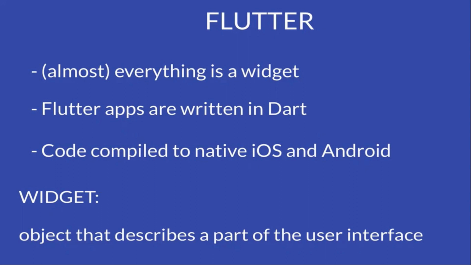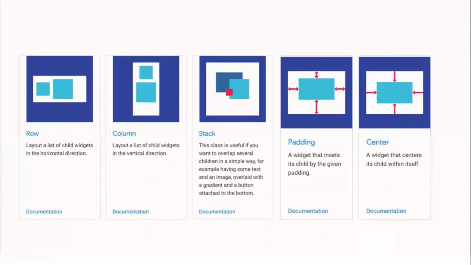Let's summarize what we have covered right now. Actually, almost everything is a widget. What a widget actually is: an object that describes a part of the user interface. Another most important thing is that Flutter apps are written in Dart and code is compiled to native iOS and Android. Let's see. Okay, now you have a screen. You are seeing different widgets on your screen: row, column, stack, padding, center. Let's check what these are.